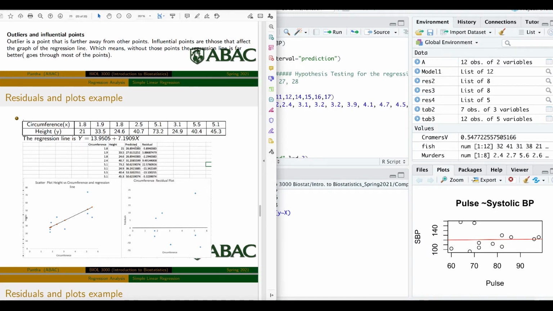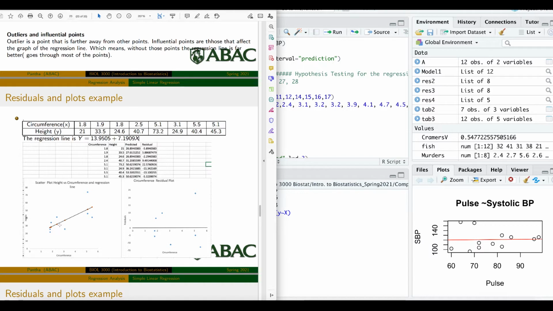Now, what are the residuals? A residual is the original value, or the data, minus the predicted value. 21 minus 26.89 is negative 5 point something. 33.5 minus 27 will be 5 point something, and so on. These are the residuals.